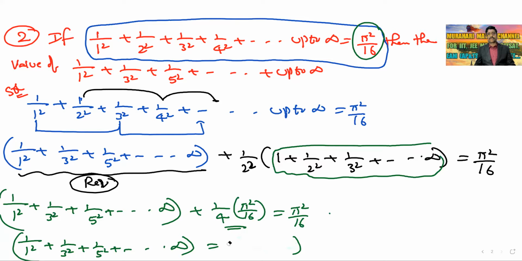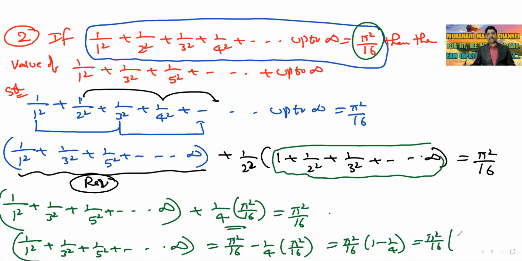So pi square by 16 minus 1 by 4 times pi square by 16. In this, pi square by 16 take out common: 1 minus 1 by 4. So pi square by 16 into 3 by 4. So the answer is 3 pi square by 64.